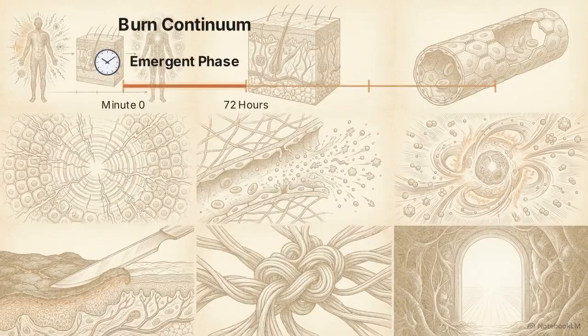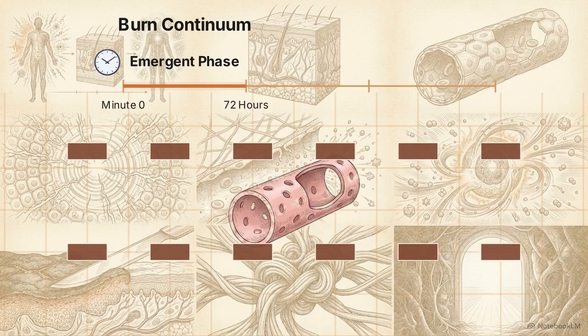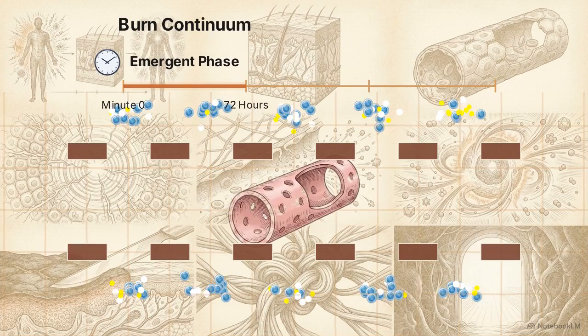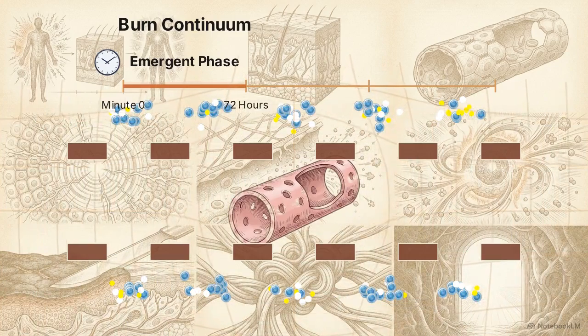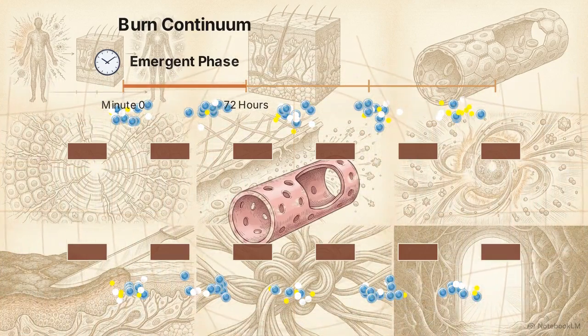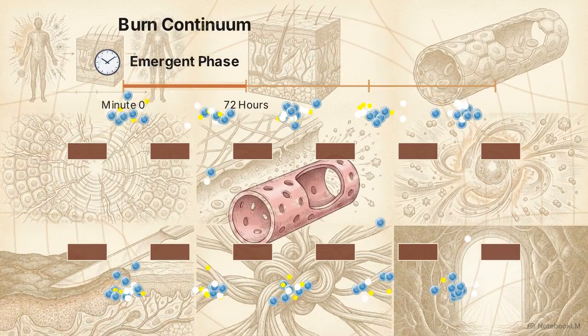That trajectory begins at minute 0, the emergent phase, covering the first 72 hours. The immediate structural threat is vascular. The burn triggers inflammatory mediators that attack the vascular system, forcing the tight junctions of healthy capillaries to open and become highly permeable. Blood plasma, electrolytes, and essential proteins rapidly leak out of the intravascular space and directly into the surrounding interstitial tissue, generating extreme, rapid-onset edema.